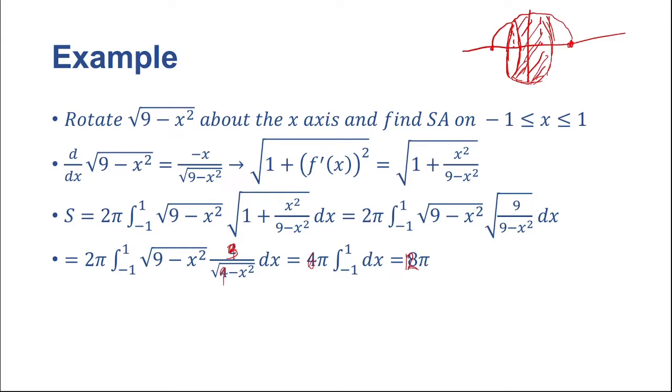So 12 pi is the value of our surface area here. Sorry for that little mistake there. This is probably the unit I'm most prone to mistakes on these PowerPoints, just because there's so many moving pieces. All right, well, anyways, thanks for watching this video.